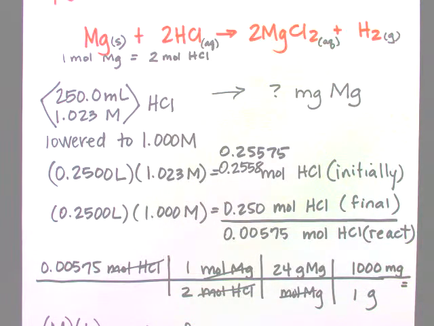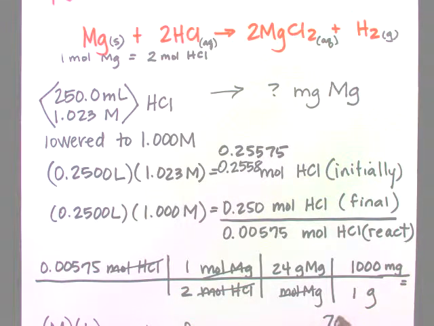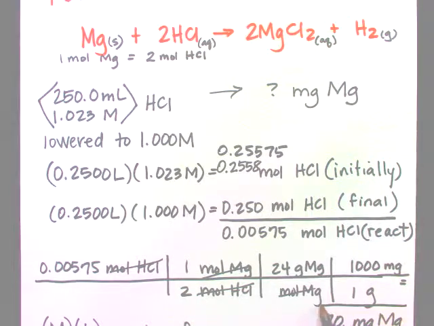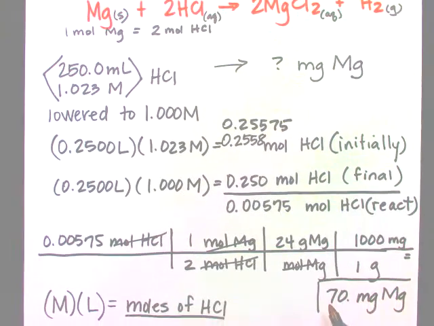Okay, so then you put this in your calculator, the difference here, how much we wanted to react of the HCl, the mole ratio from the balanced equation, and then the molar mass of magnesium converted to milligrams, and we'll get about 70 milligrams of magnesium needs to be dropped into the solution.